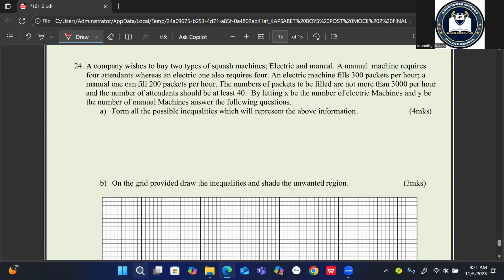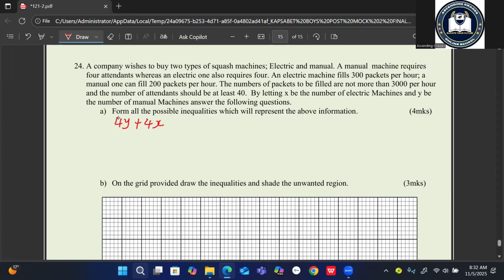A company wishes to buy two types of machines, electric and manual. A manual machine requires 4 attendants. So if a manual one requires 4 attendants, it means that it is 4 times the manual one, whereby the manual one is Y. Then we had, whereas an electric one also requires 4. So the electric one is 4 and the number of electric machines is X.